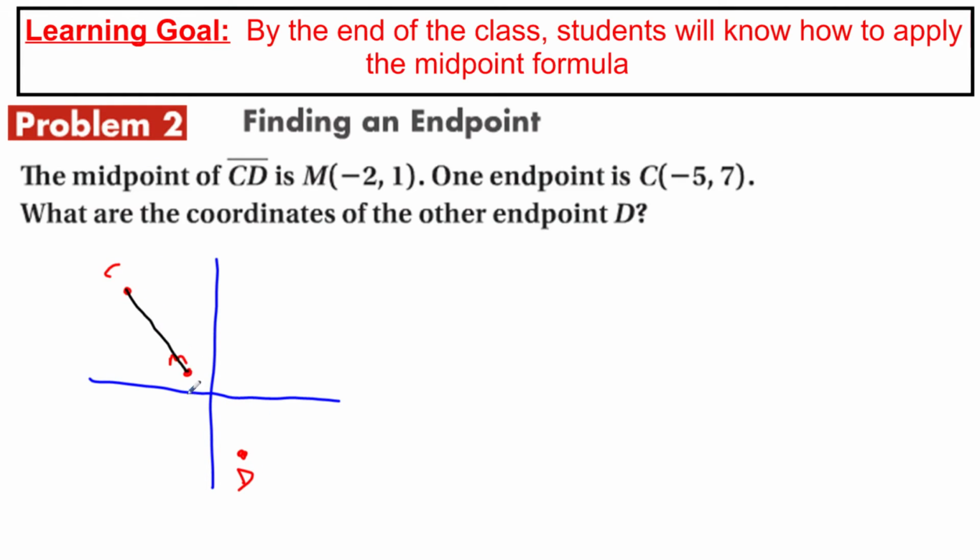So if I had this line segment going like this, that M would be the midpoint between C and D, because that's what they say here. We're using the segment CD. So we know what this endpoint is, (-5, 7), and we know what the midpoint is, (-2, 1), but we don't know what the other endpoint is.